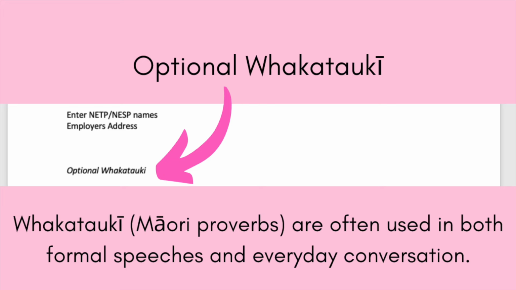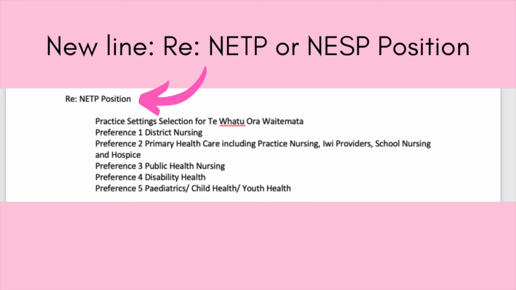So you put the NETP and NESP names, the employer address, and then an optional whakatauki. You can put that in if that's relevant to you. And then after that you will put re and then the little colon, NETP or NESP position, and then there's a choose an item. So with the template it comes up with a little box that you tick, like the item that you want.